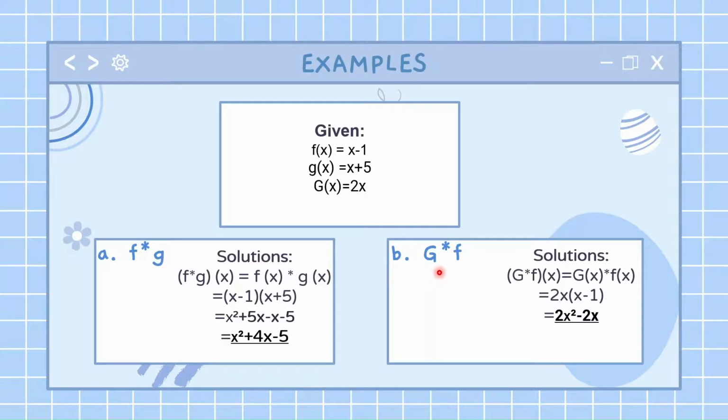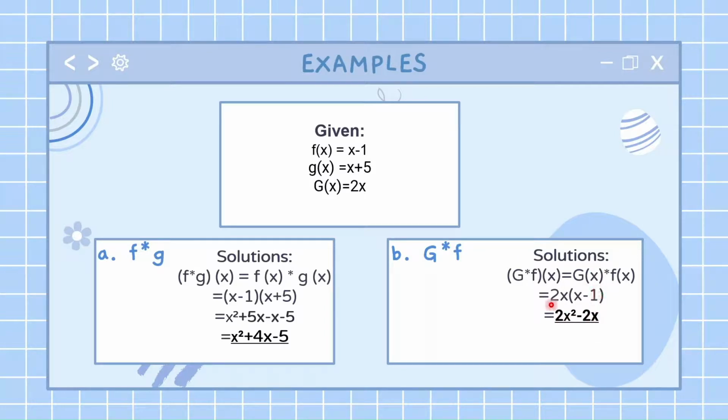We have here the solution. G of f, or g times f rather, of x, is equal to g of x times f of x. Substitute. G of x, big G, here, pay attention, it's big G, not the little g. It's not x plus 5, it is 2x. Then f of x is equal to x minus 1. So put that down there. It would be 2x times x minus 1.